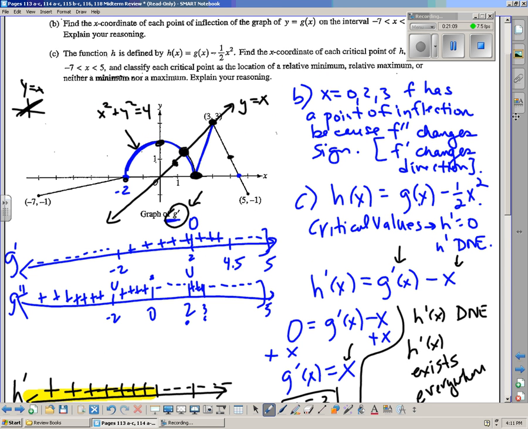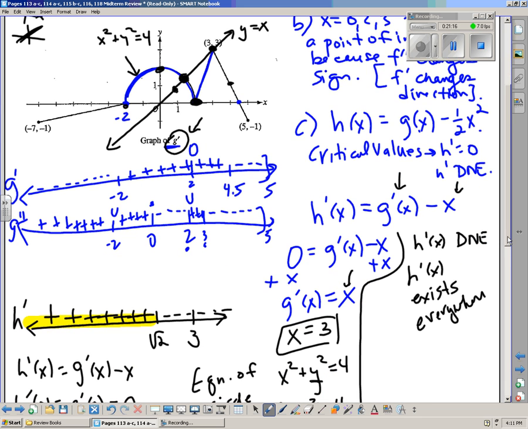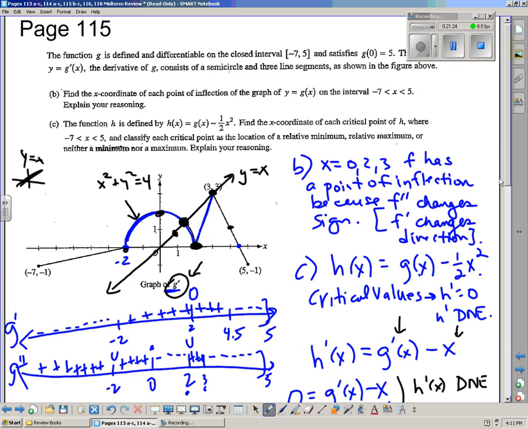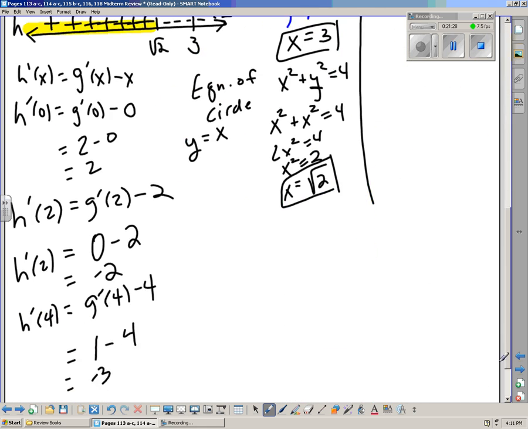It says classify each critical point as a location of a relative min, relative max, or neither a min nor a max. So if you take a look, if h prime is positive, that means h, the unknown function, is increasing. And then we're decreasing and decreasing again. So we want the x values? Yes, we want the x coordinate of the critical points. So now we're going to analyze x, what it is, and y.